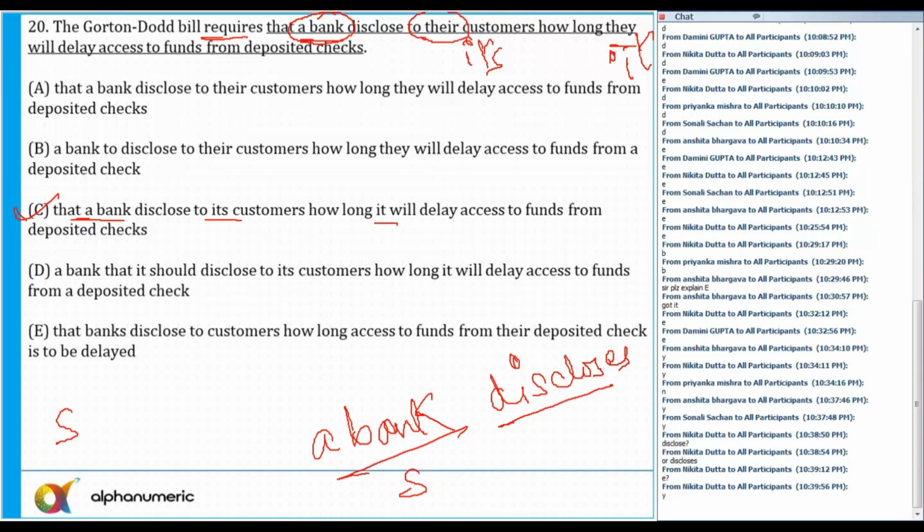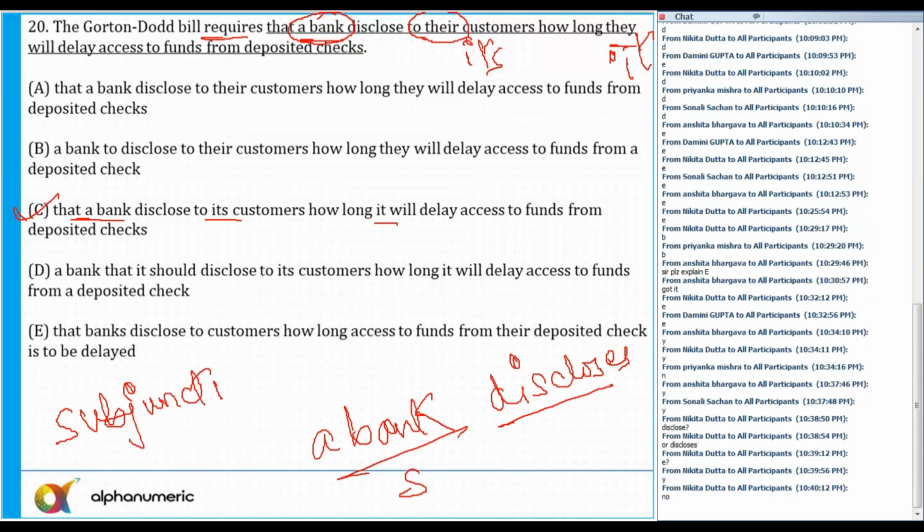Requirement means what is the mood? Subjunctive mood. You know what is subjunctive mood? What happens in the subjunctive mood? In the subjunctive mood, if there is any order, if there is any wish. Oh, you don't know what is the subjunctive mood? I think we discussed this in verb tenses. You were not there in the session.